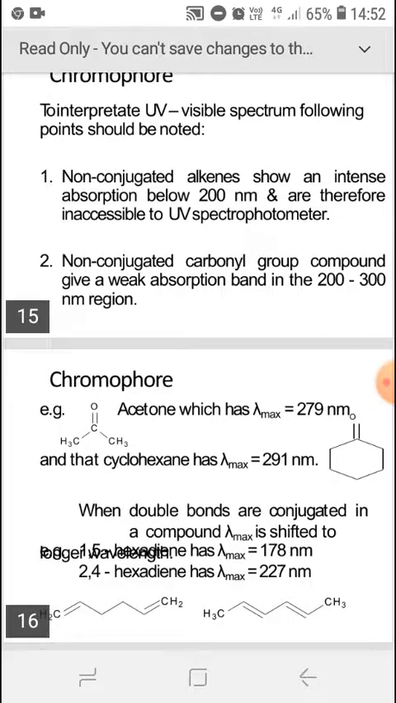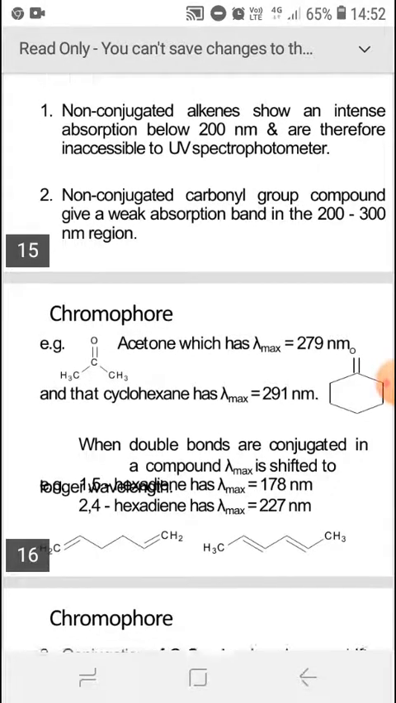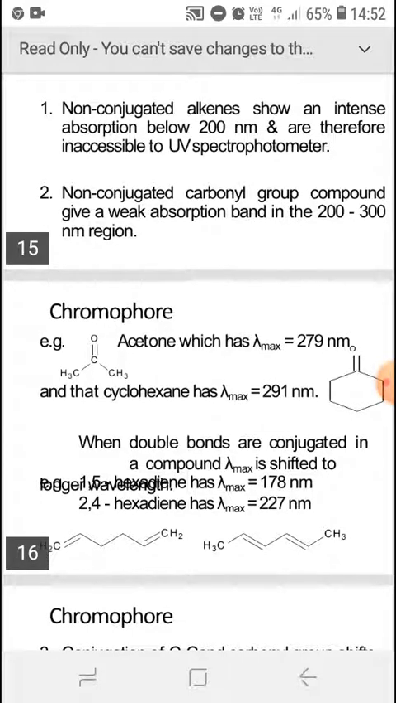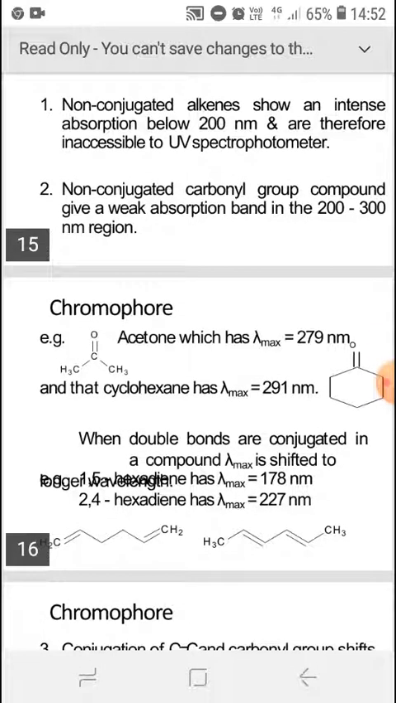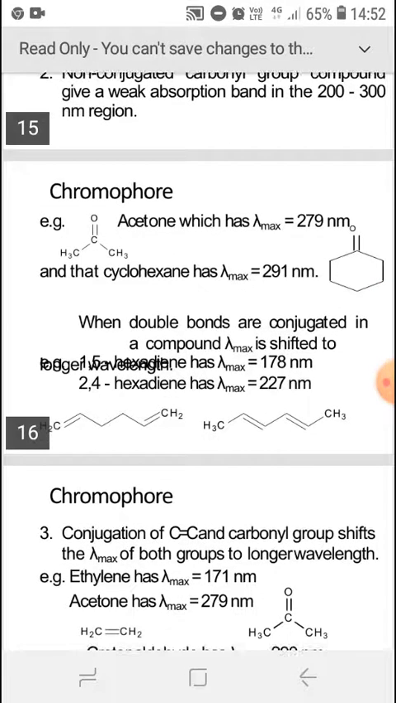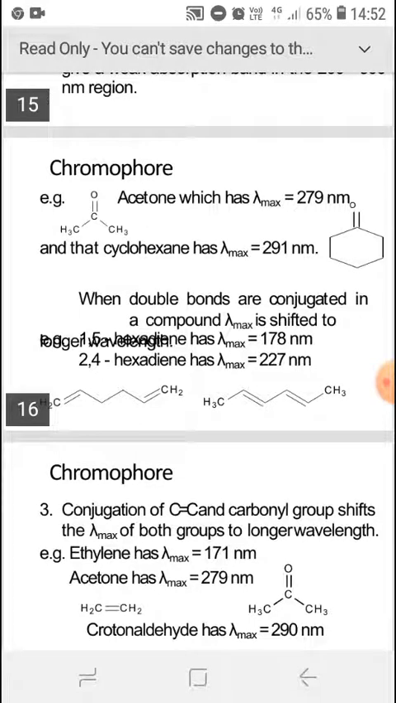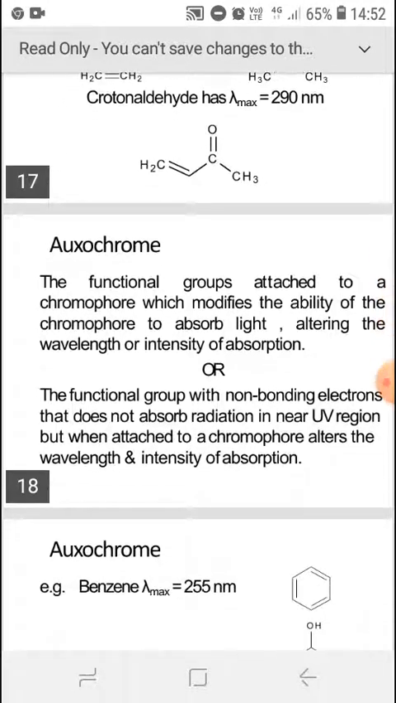To interpret a UV-visible spectrum, the following points should be noted: a non-conjugated alkene shows an intense absorption below 200 nanometer and is therefore inaccessible to the UV spectrophotometer. In the same way, non-conjugated carbonyl compounds give a weak absorption band in the 200 to 300 nanometer region. For example, acetone has lambda maximum 279 nanometer, and cyclohexanone 291 nanometer.